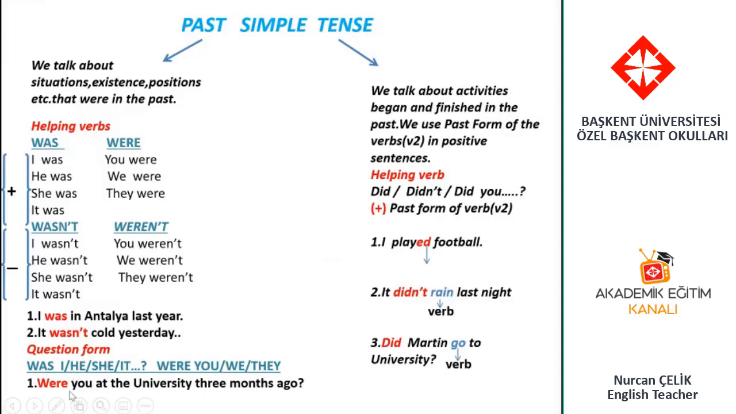In the question form, of course, we use were or was in the beginning of the sentence. Were you at the university 3 months ago? In this sentence, we have no activities. We just ask about where the person was 3 months ago.